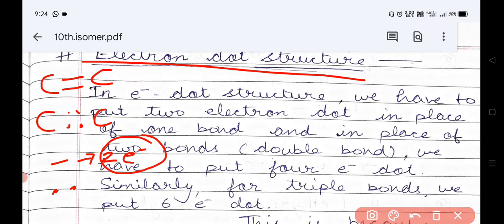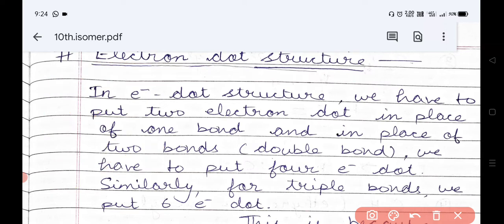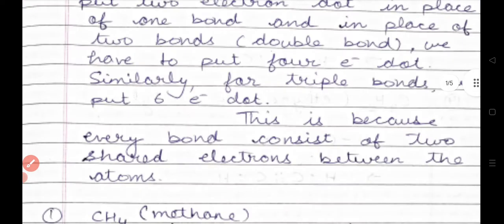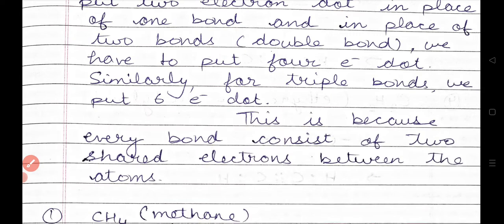How? Because a bond is formed by the sharing of electrons, and a single bond contains two electrons. That's why in place of a single bond we place two electrons. This is because every bond consists of two shared electrons between the atoms.